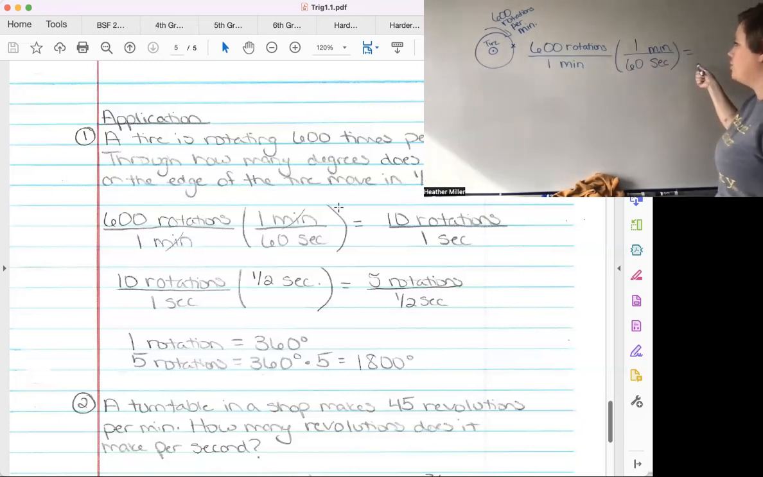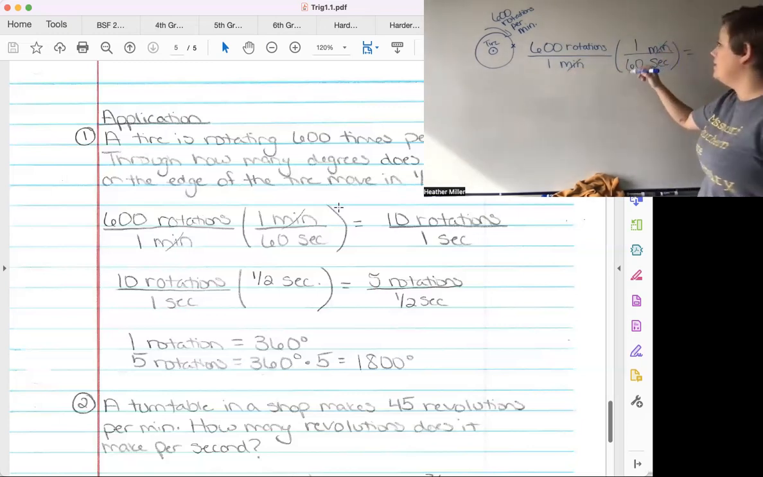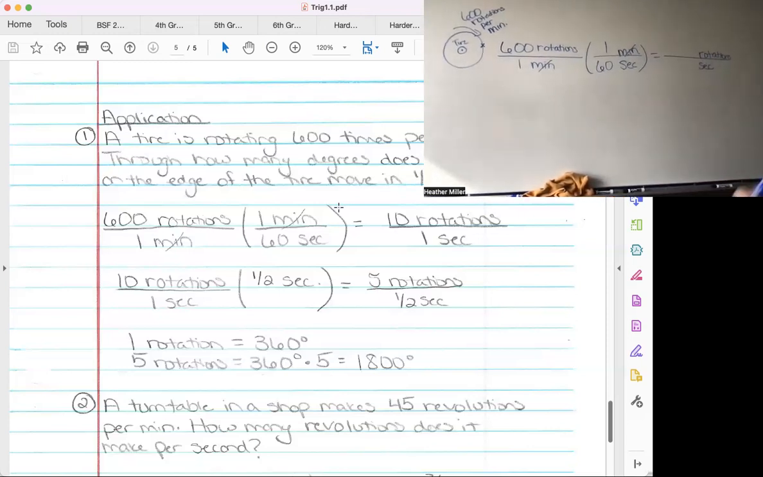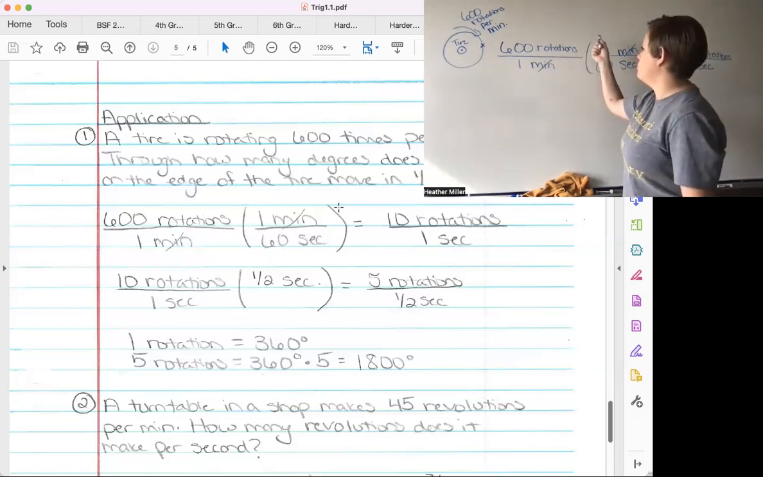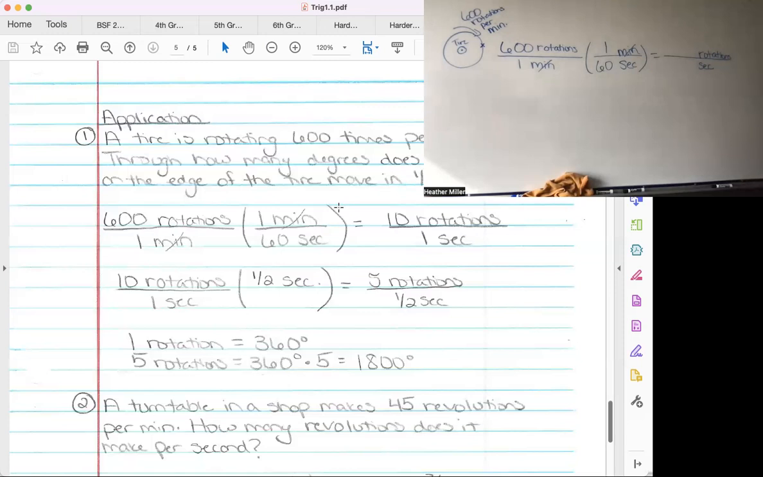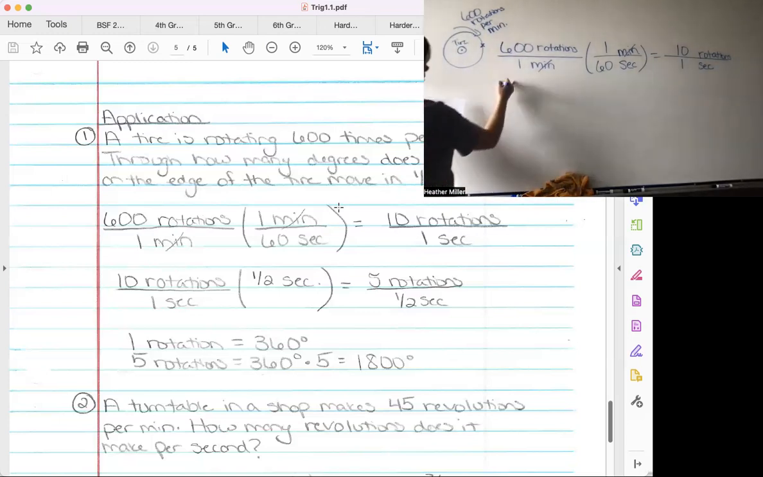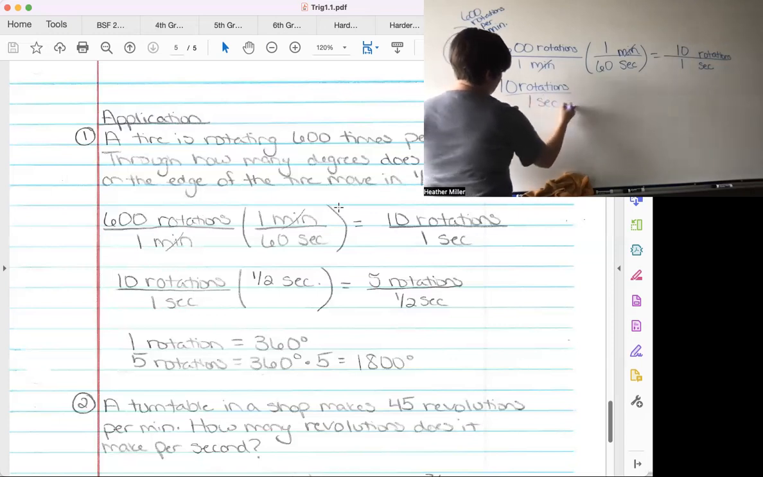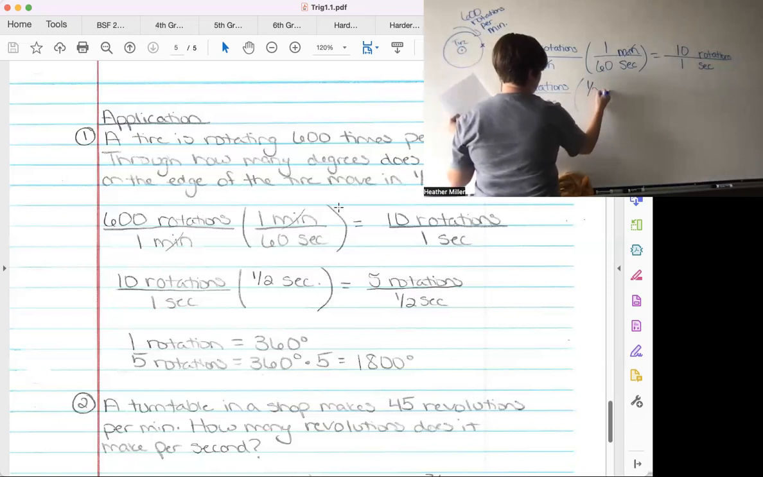If I multiply straight across, my minutes go away, leaving me with a new fraction where I have rotations per second. And that's more closely where I need to get to. If I take 600 times 1 and divide that by 60, then I get that I did 10 rotations in 1 second. So if I did 10 rotations in 1 second, I need to know how many rotations I did in half a second.